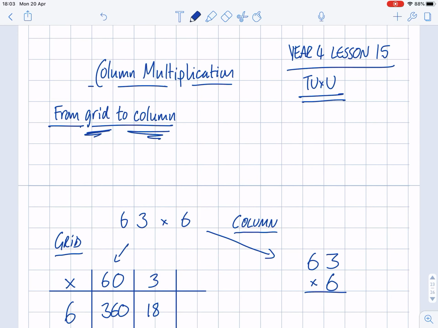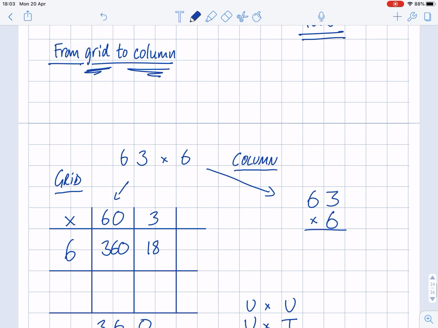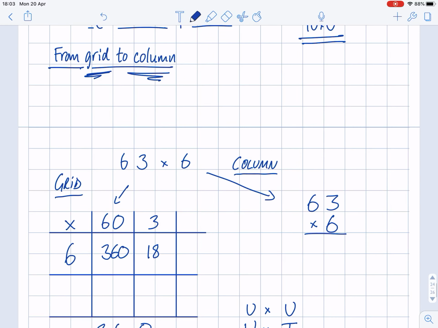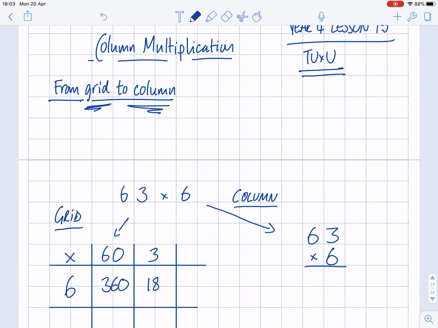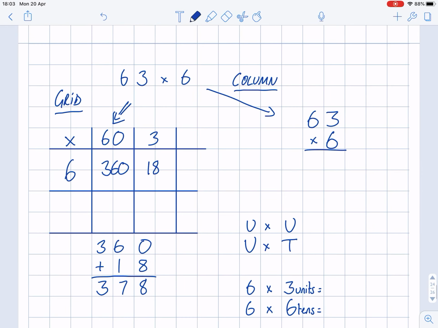So you can see here I've written 63 multiplied by 6. If we were doing our grid multiplication method, you would be partitioning the 63 into the 60 and the 3, drawing your grid and multiplying both of those numbers by 6. And you can see I've done that here. And then once I've got my two numbers here, I would add them together. And there's my answer, 378. So I've got the right answer, but it's taken me a bit of time. So let's have a little look now at the column multiplication method.